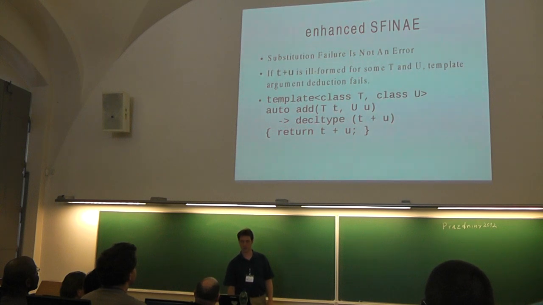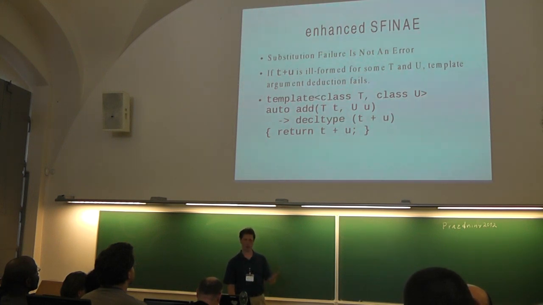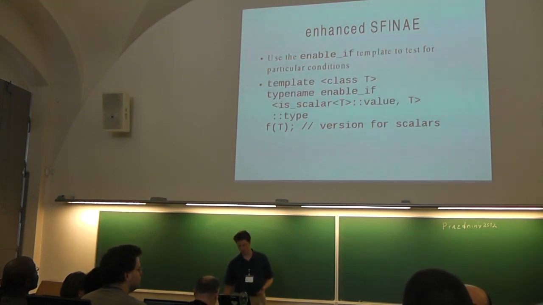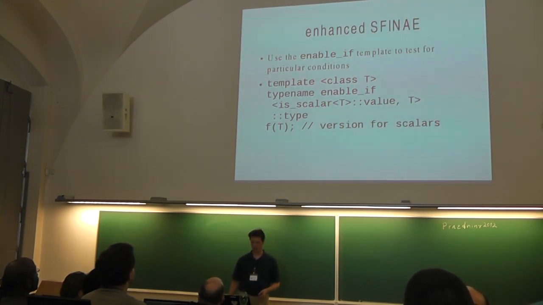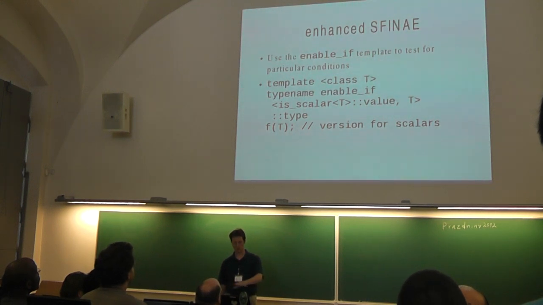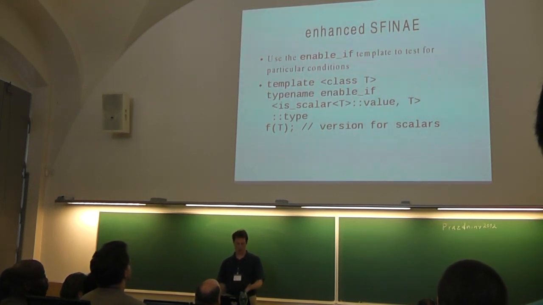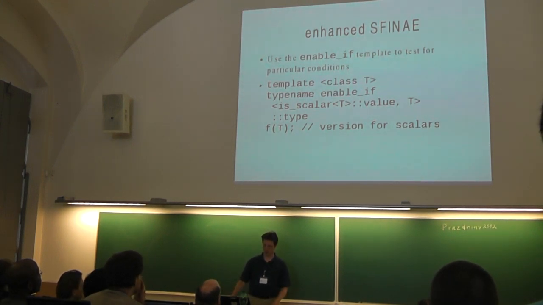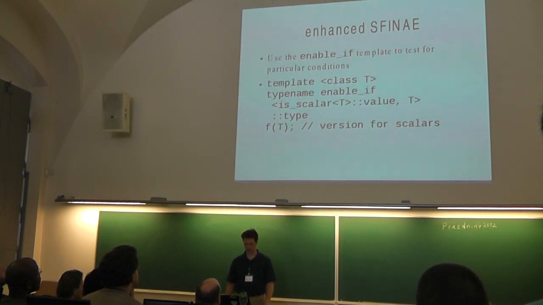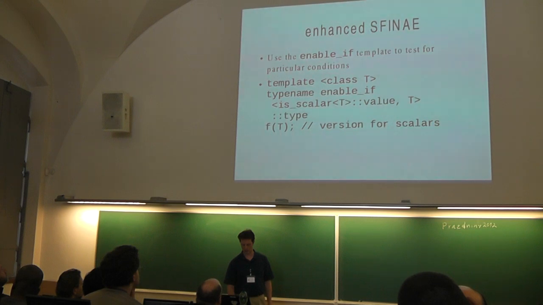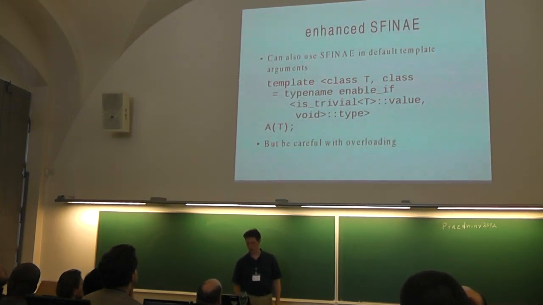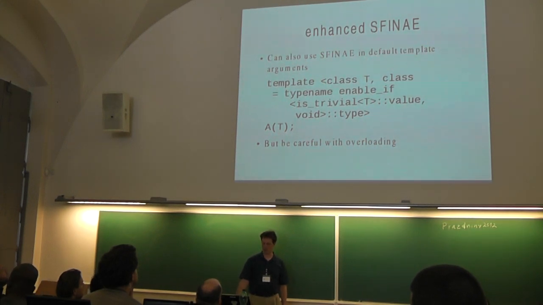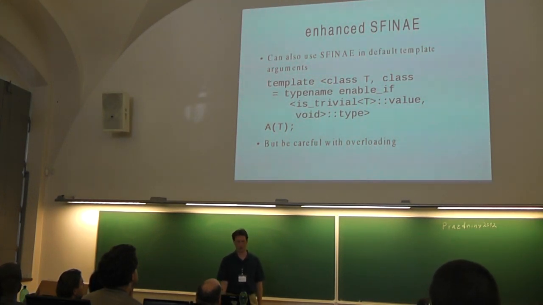And C++11 harnesses this a lot more and introduces various traits for testing characteristics of types. And the enable_if template lets you make things more formal. So often in your return type, you can say it more explicitly, I want this template to only apply to scalar types, for instance. There are lots of other predicates that you can ask about types. If you don't like putting the enable_if in your return type, you can also put it in the default template argument.